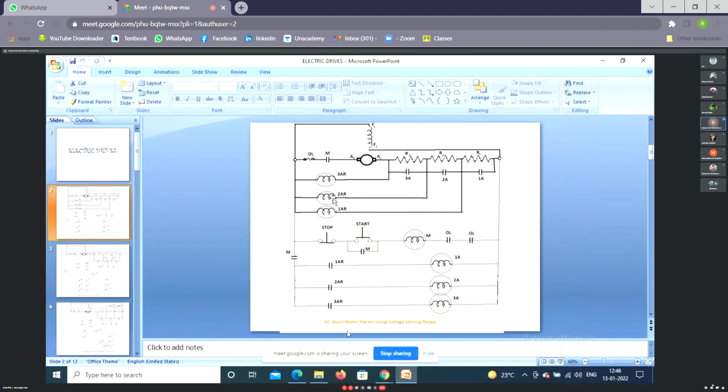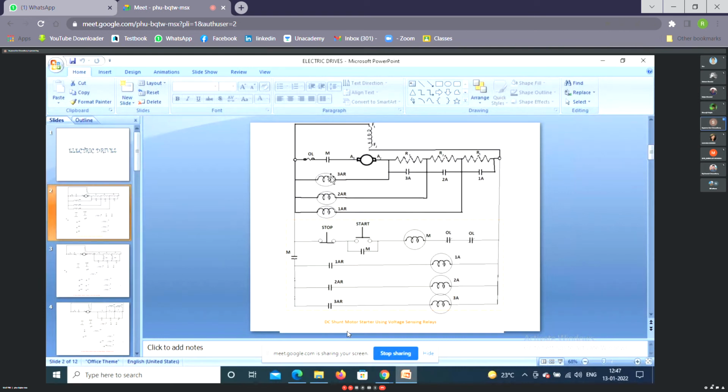Now again, this relay is sensing the voltage across this plus this drop. When this voltage is equal to the preset value, it will operate its contact here in the power control circuit. So this contact will close, this relay 2A is excited, and it will close its contact here. So this portion of the resistance is cut off.